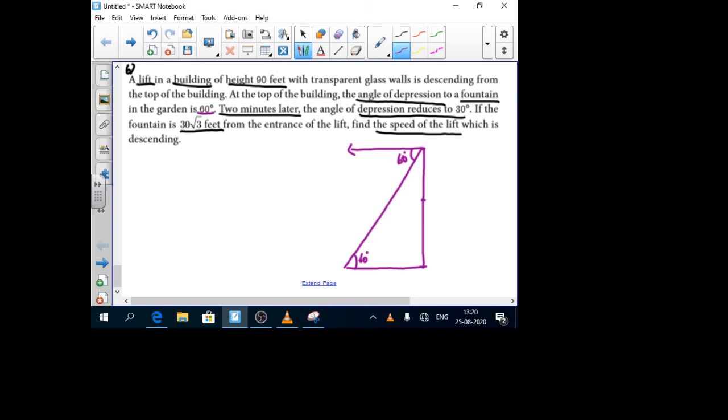After 2 minutes, the lift is in this position. Now the angle of depression: from here they look directly. So line of sight to this point. So this is the line of sight. The same object is being observed. So the angle of depression is 30 degree. Now this angle is 30 degree. So this is 30 degree.